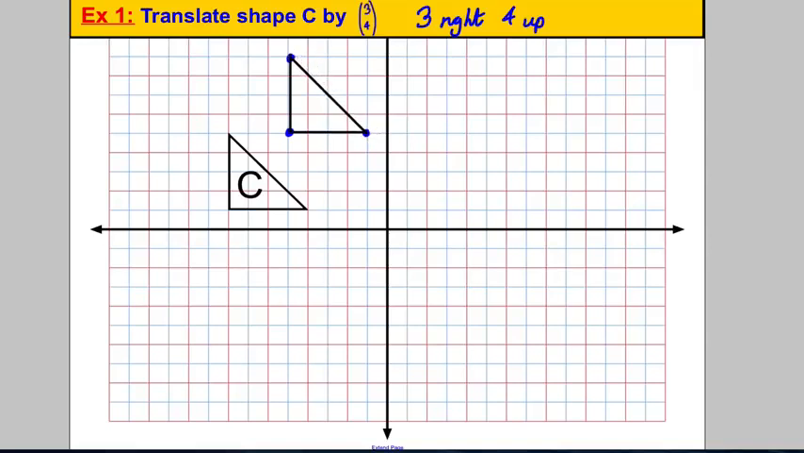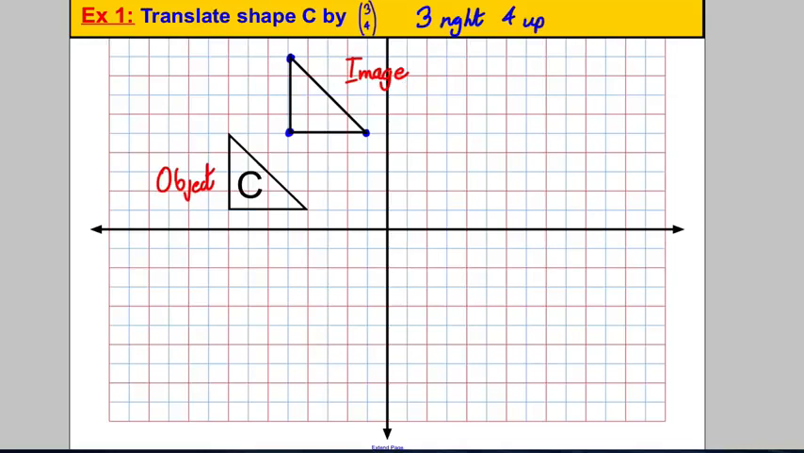Okay, and remember our original shape, there's a name for our original shape, it's called the object shape, and the new shape that's been transformed, in this case translated, is called the image. Okay, and that's how we do these.